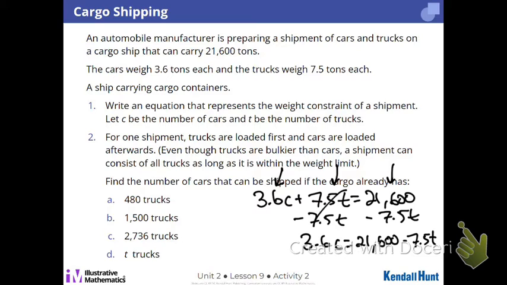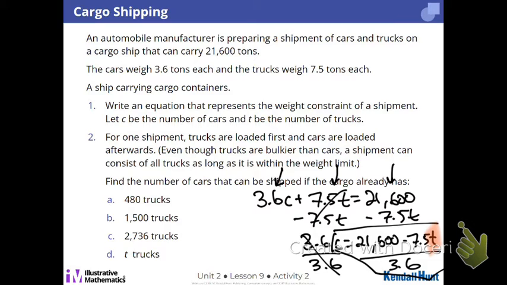But I want to know how many cars, so I'm going to divide everything by 3.6. And here's why this is more efficient. What can I just put in right here over and over? The number of trucks. So I'm going to put 480 in for T.